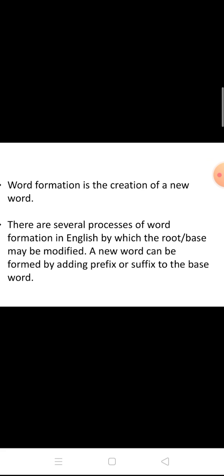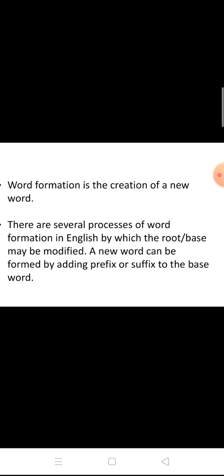Today, we are going to start a new chapter of grammar, that is, formation of words. Now, what is formation of words? Formation of words means when we are forming new words. It means we are creating new words.